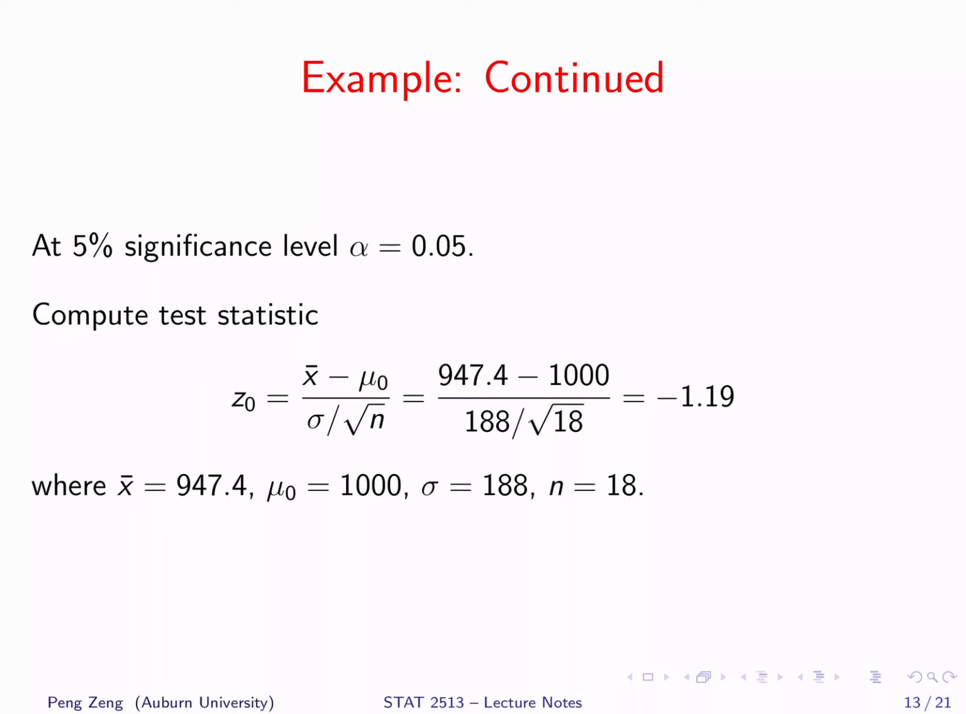We compute the test statistic as follows. Z0 equals x bar minus mu0 divided by sigma over square root n. Here, x bar is the sample mean, mu0 is the value in the null hypothesis, sigma is the population standard deviation, and n is the sample size. The test statistic is therefore negative 1.19.